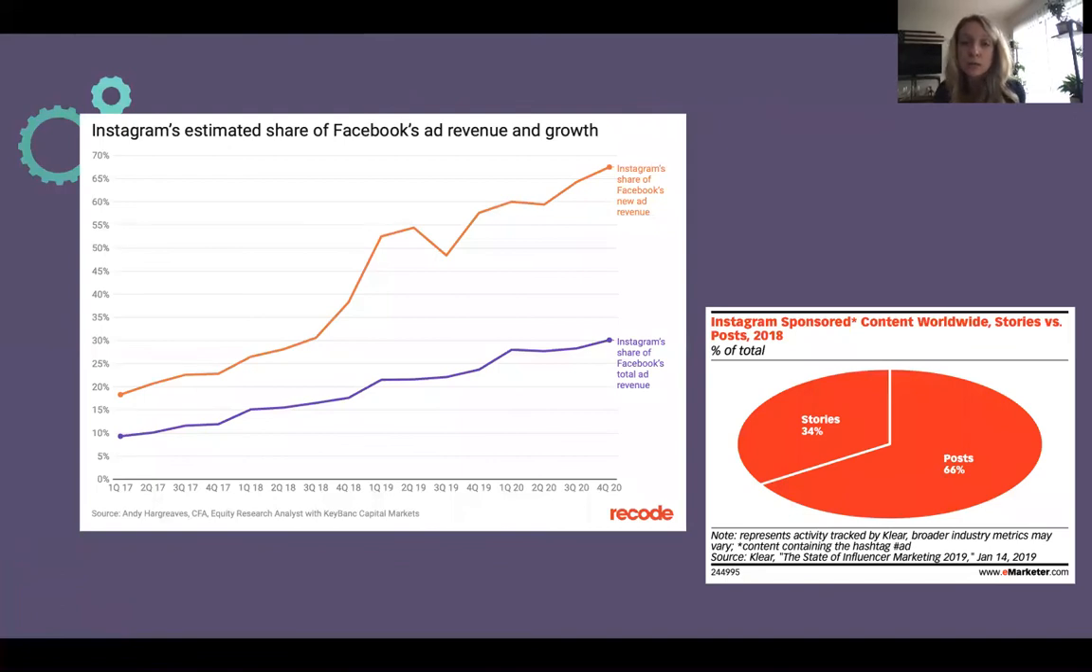So a couple different graphs here. One of them is Instagram's estimated share of Facebook's ad revenue and growth. Like I was just saying, Instagram is really going to be the ad revenue generator for Facebook in the future. It's just how things are going, and they're putting a ton of money into using your Facebook algorithm, matching you up with the right advertisers, and putting that in your Instagram feed, so that it's easy for them to target you with ads that are incredibly relevant to you. And down here in the bottom right, you can also see this is from 2019, but at that time, posts were the majority of advertising on Instagram versus stories. I would be really interested to see what that is in 2020.